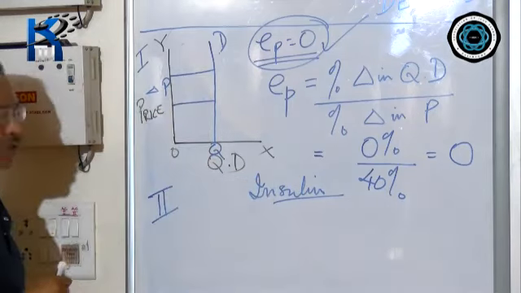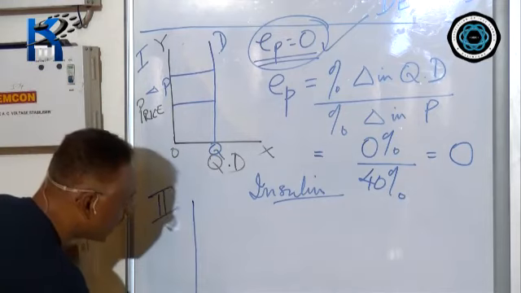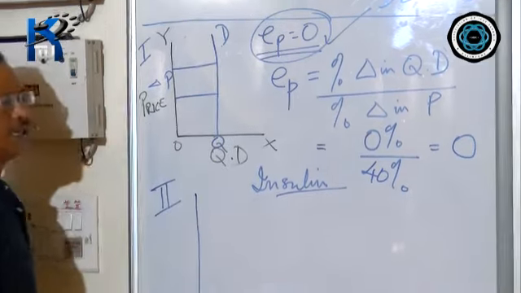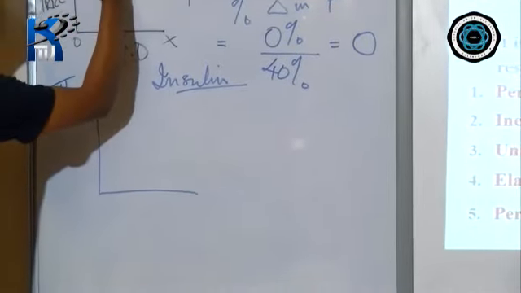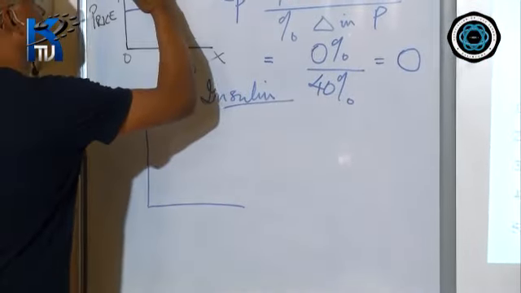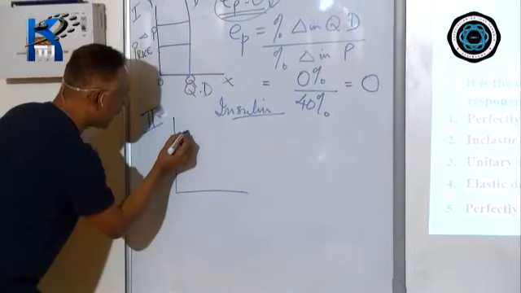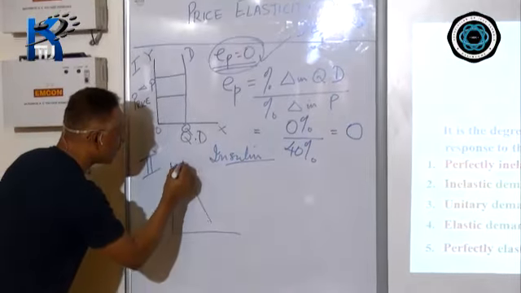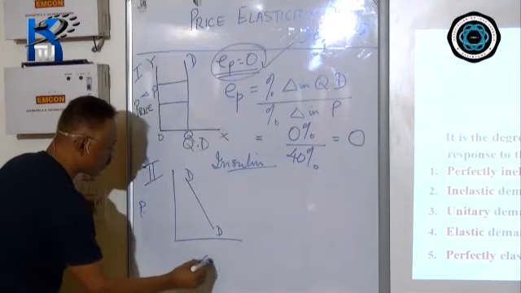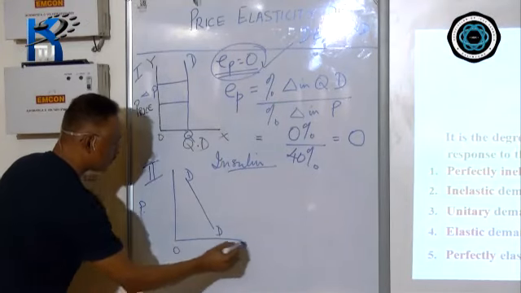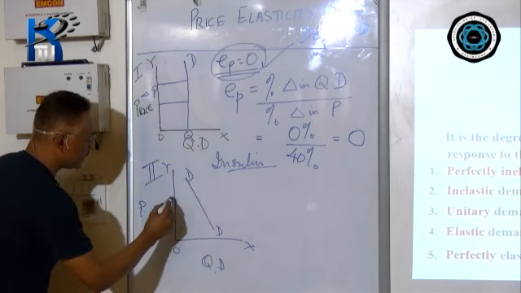Let's do the second one. In the second one, that is inelastic demand curve, the demand curve will fall slightly like this. So we have a steep demand curve. This is your price, this is your quantity demanded. Let's see.